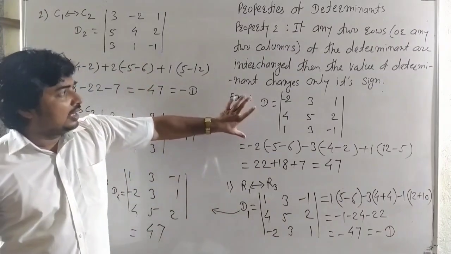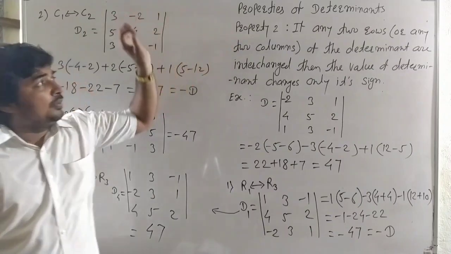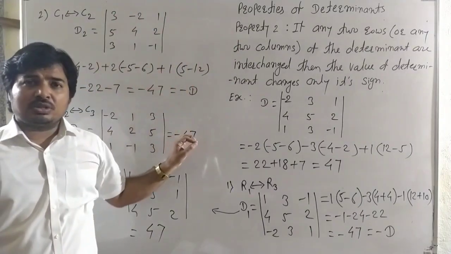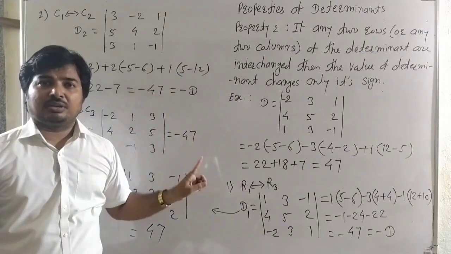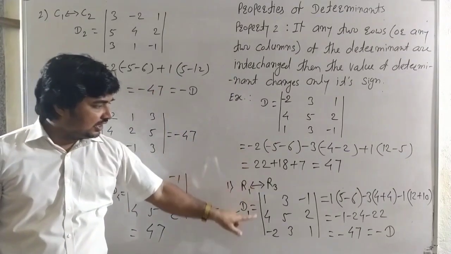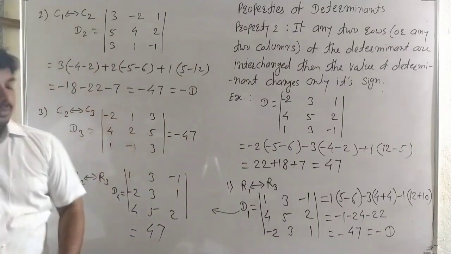Here in the textbook there is a property. See carefully: if any two rows or any two columns are interchanged, then the value of the determinant changes only in its sign. This is the second property. See carefully.